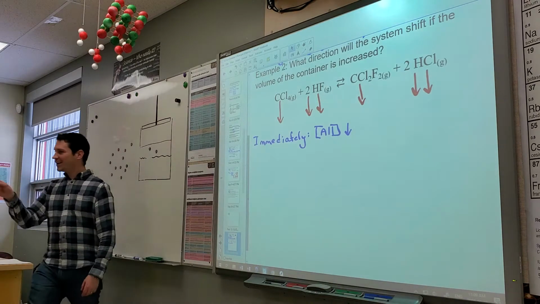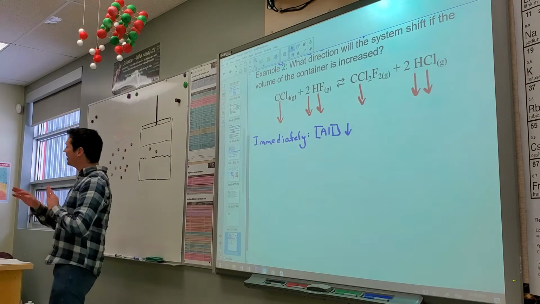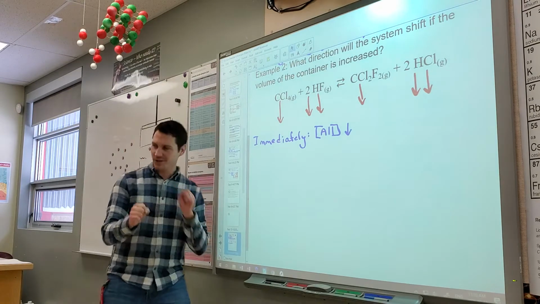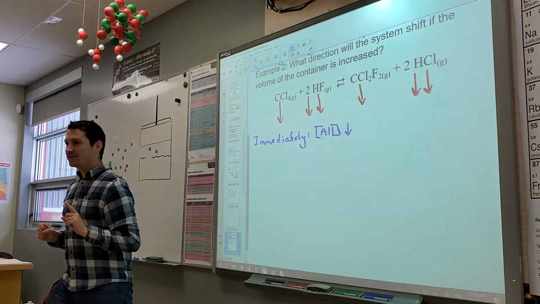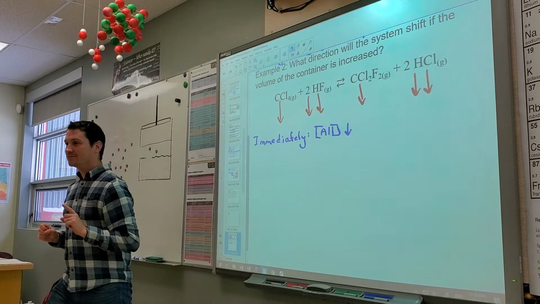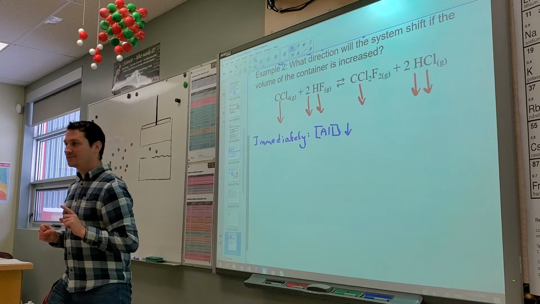Okay, stick with me. It's okay, all right, let's do this. Which direction will the equilibrium shift? Well, they're equal. Yes. They're going to stay the same. It won't shift. Are we okay with that?